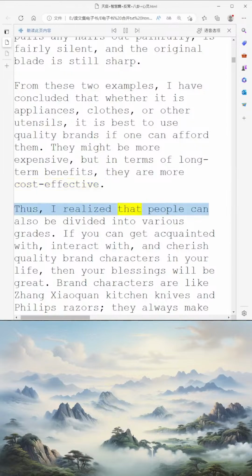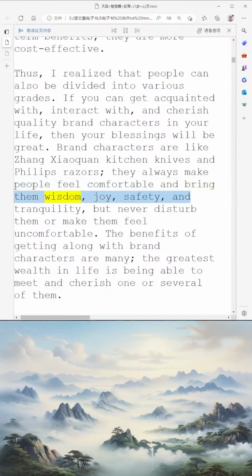Thus, I realize that people can also be divided into various grades. If you can get acquainted with, interact with, and cherish quality brand characters in your life, then your blessings will be great. Brand characters are like Zhang Shaoquan kitchen knives and Philips razors. They always make people feel comfortable and bring them wisdom, joy, safety, and tranquility, but never disturb them or make them feel uncomfortable. The benefits of getting along with brand characters are many. The greatest wealth in life is being able to meet and cherish one or several of them.